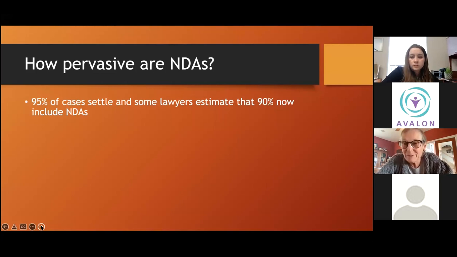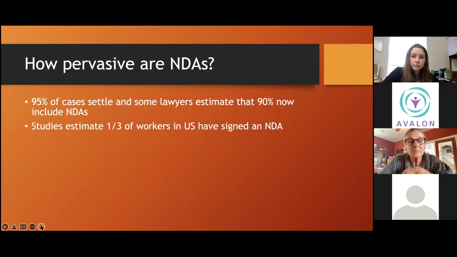You can't warn anyone else off. Now, a building is one thing, and then a person's integrity of person is another, but these are all ways in which NDAs are creeping into civil settlements very, very pervasively. There are now studies estimating that 1/3 of all workers in the US have signed an NDA.